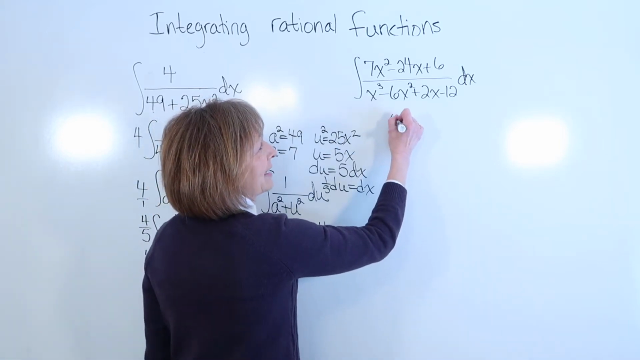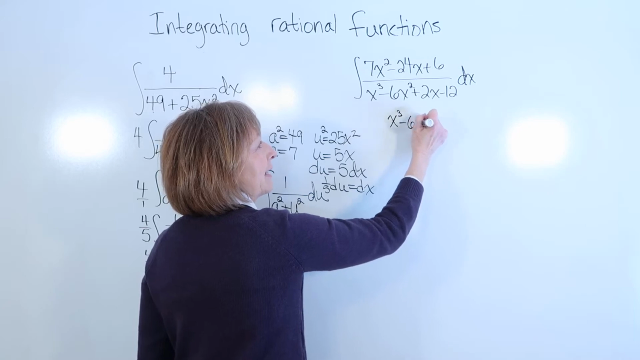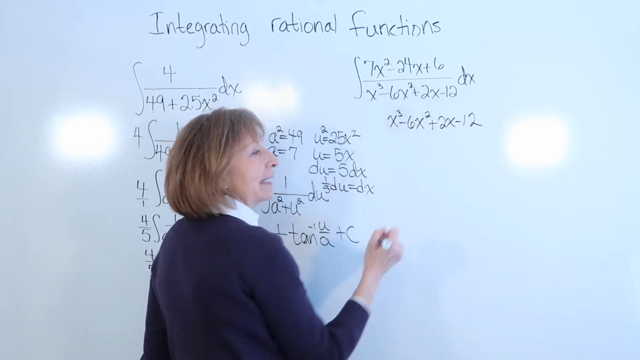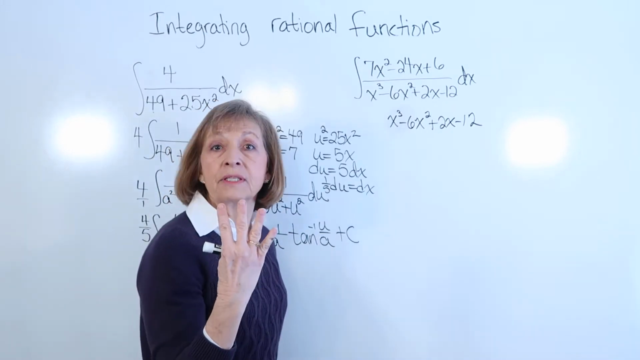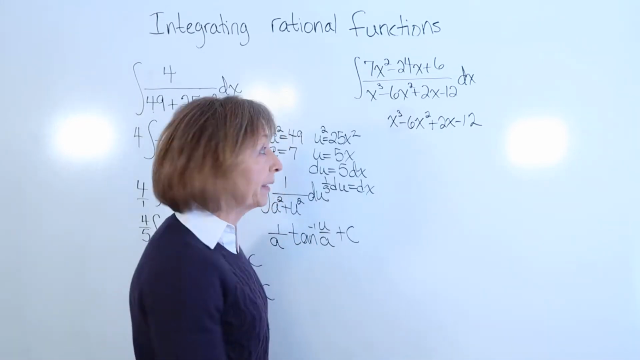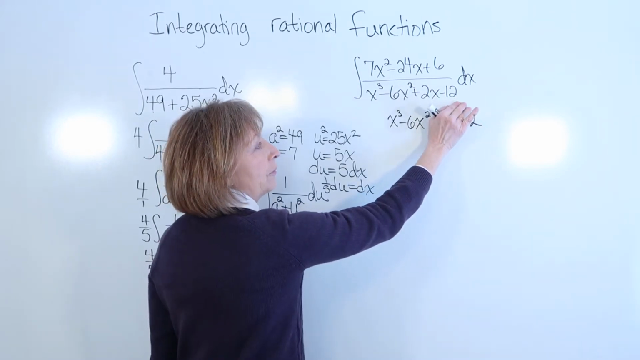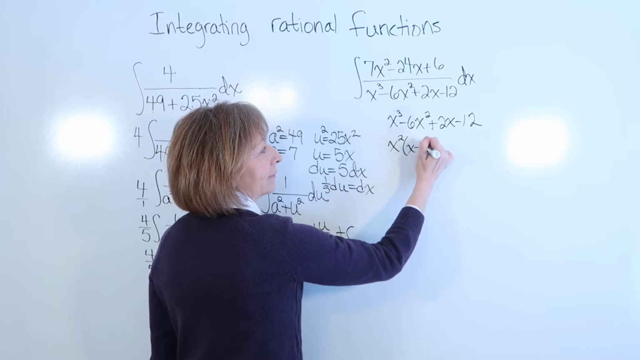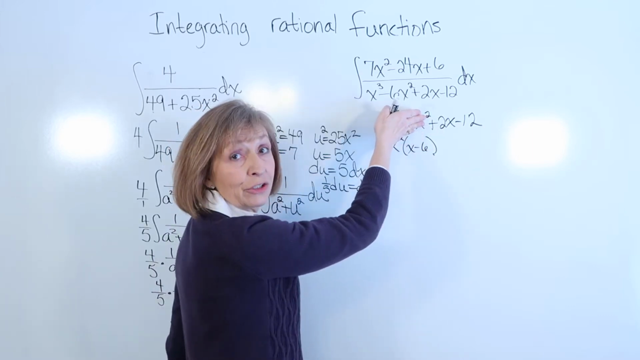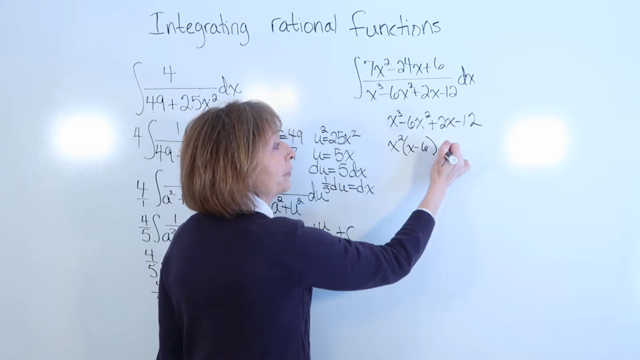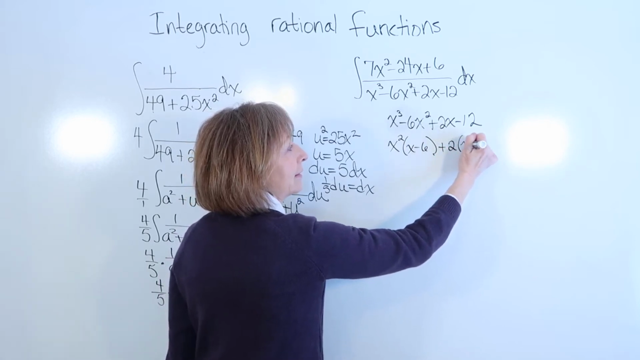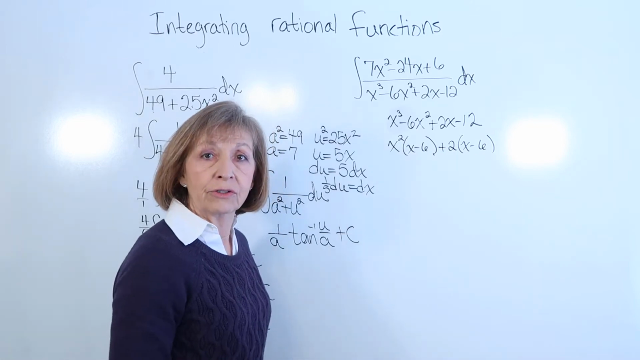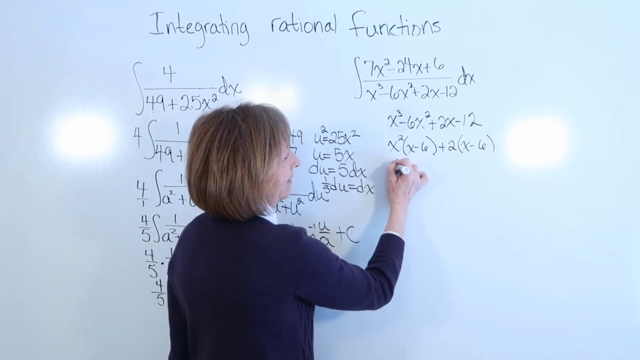So if you look at this x cubed minus 6x squared plus 2x minus 12, I have 4 terms, and when you have 4 or more terms, you try to factor by grouping. Out of the first 2 terms, we can factor out an x squared. Out of the last 2 terms, you can factor out a common factor of 2. And then between the 2 resulting terms, you have a common factor of x minus 6.